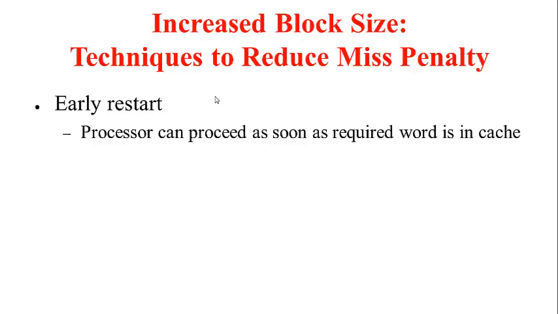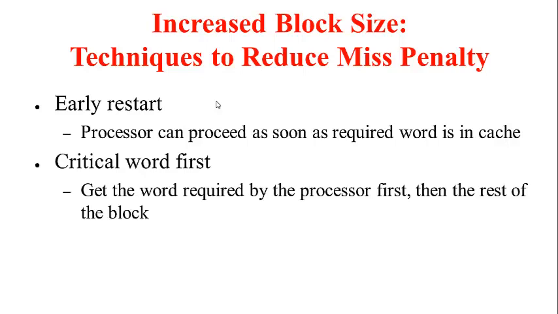One thing we could do to reduce the miss penalty is to do what is known as early restart. In the usual case, the processor has to wait until the entire block is loaded from main memory to cache memory. In the early restart scheme, what we can arrange is that the processor proceeds as soon as the required word is in the cache. That is, the processor ends its stalling as soon as possible and proceeds, while the cache controller is in charge of filling up the remaining block with the remaining words.